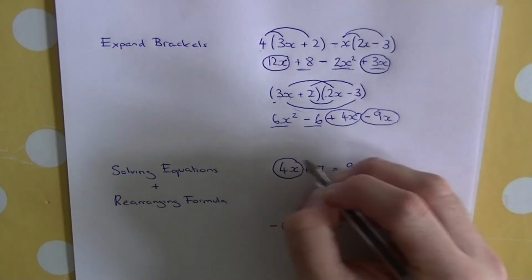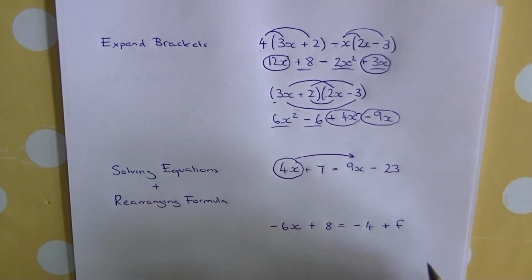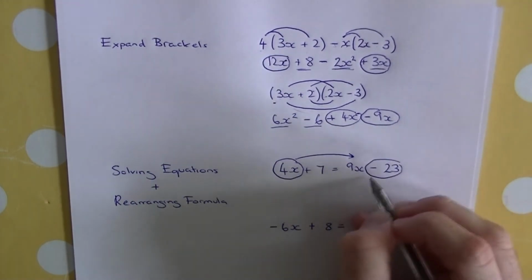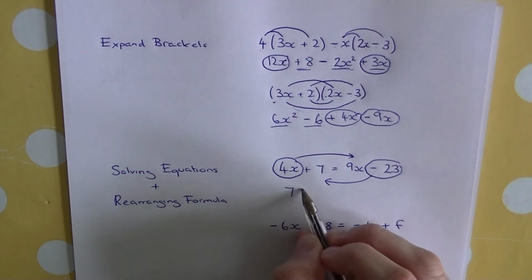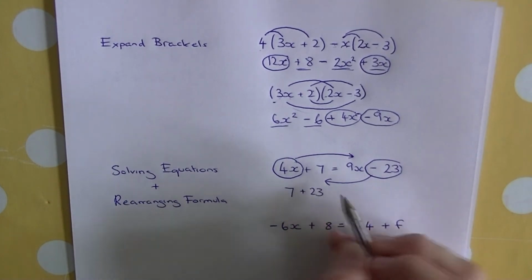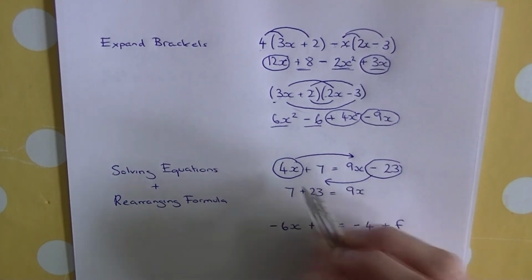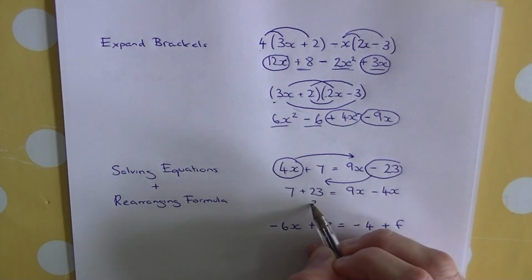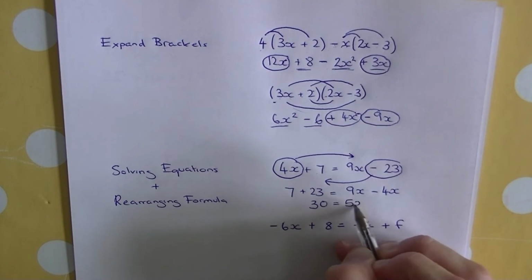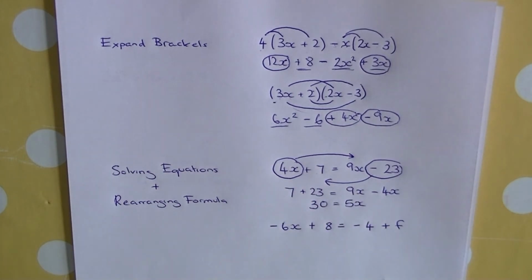The 4x goes over with the 9x there, and therefore my numbers are being collected this side. Quite simply, the 7 has been left. I need to add 23 to that. And then the plus 4x there goes over as minus 4x, leaves me with 30 equals 5x. 30 divided by 5, so x is 6. I'm not finishing that off.